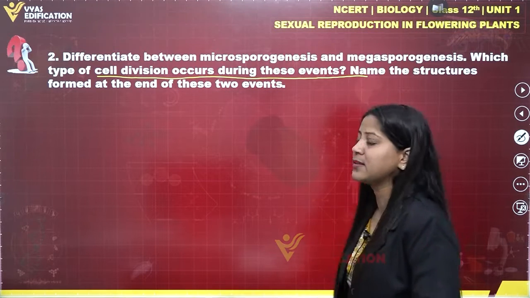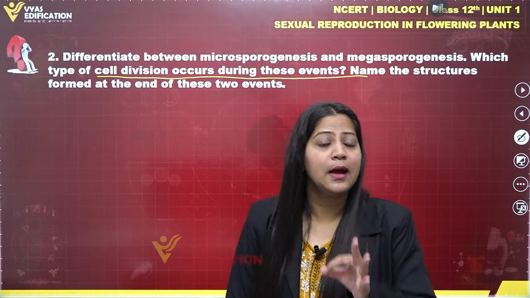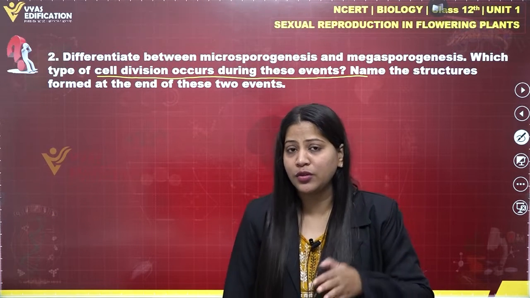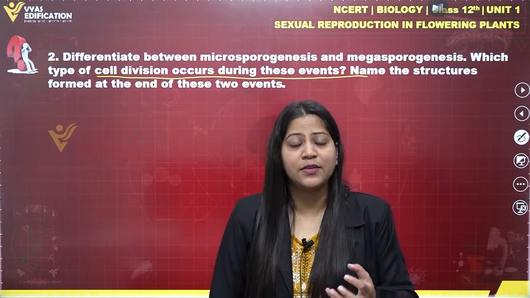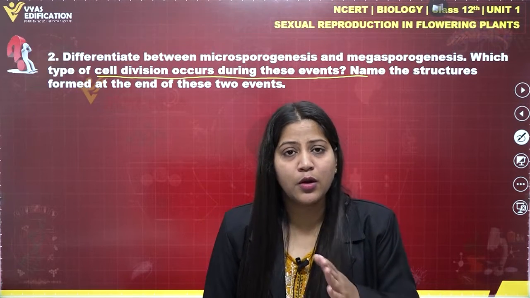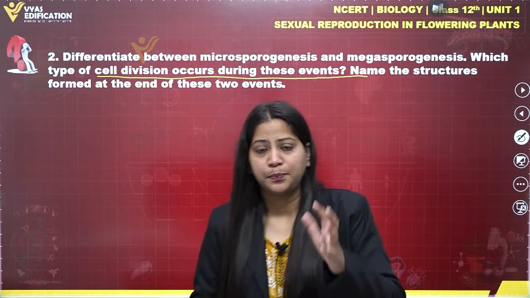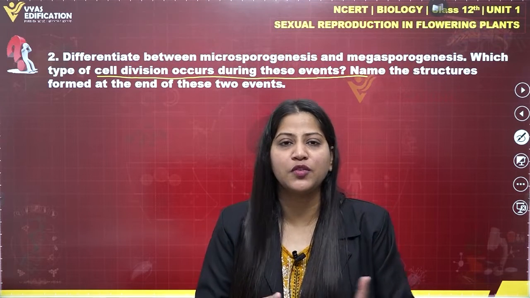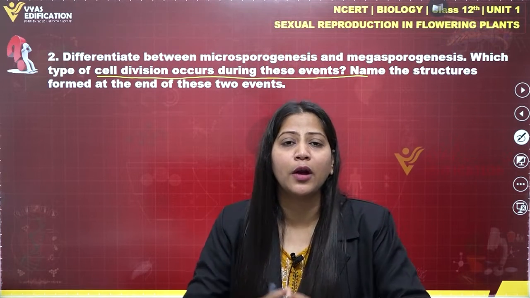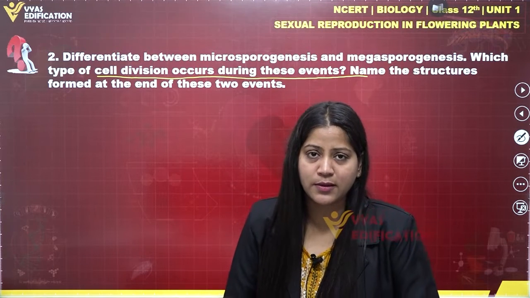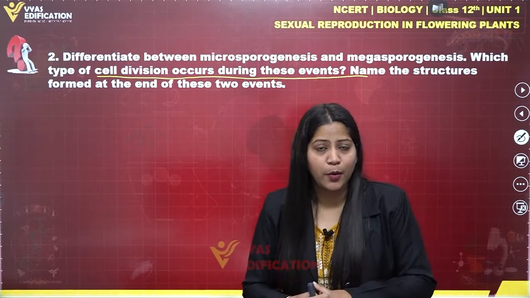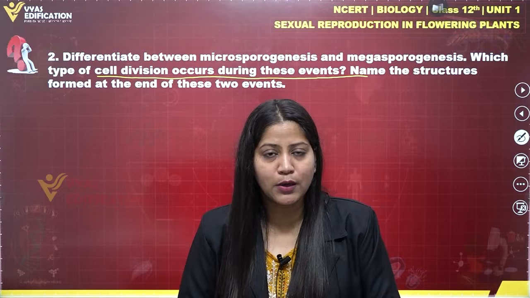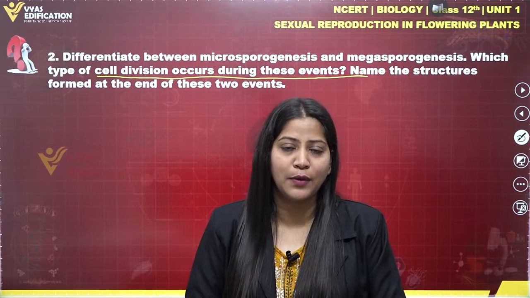occurs during these events. So if we discuss microsporogenesis, which occurs in the male reproductive organ and is going to give rise to a male gametophyte or a male microspore known as pollen grain, we know where the development of these pollen grains, microspores or megaspores takes place: inside the reproductive organs of their respective structures. If we talk about microsporogenesis, then we know that the stamen is the male reproductive organ, consisting of two parts, that is anther and filament.